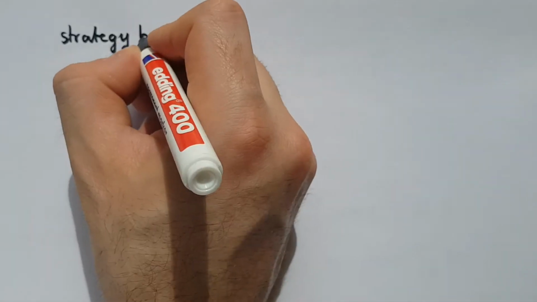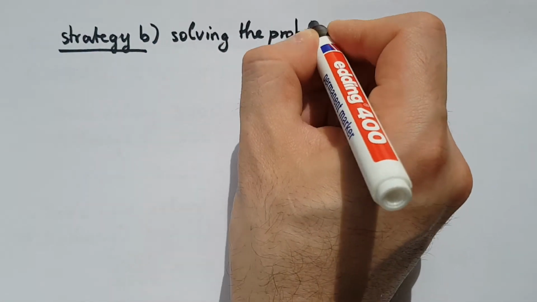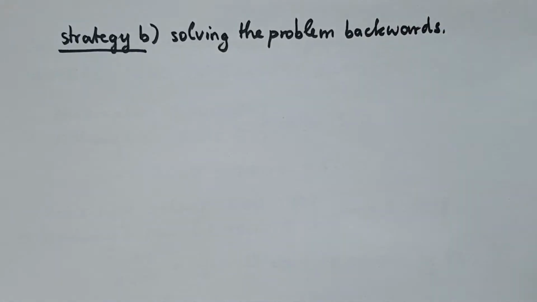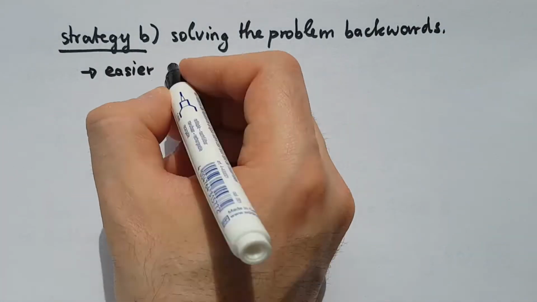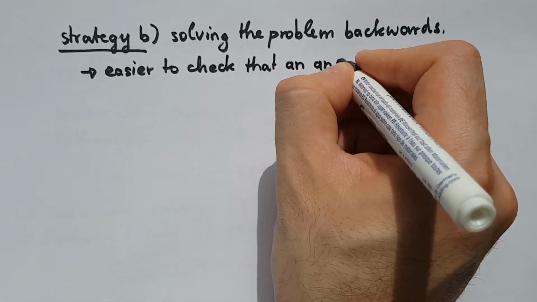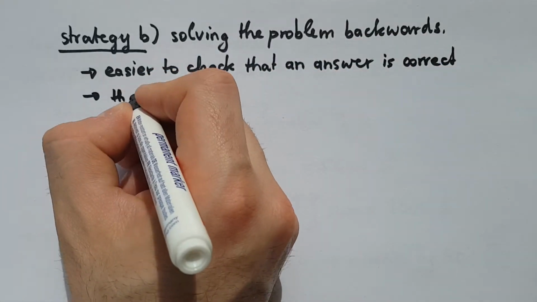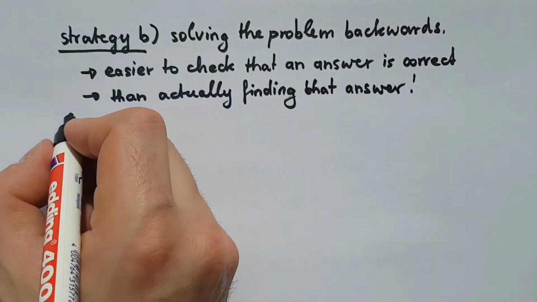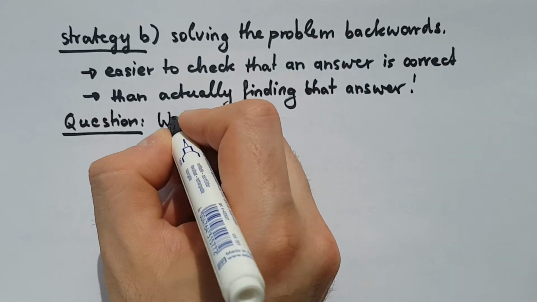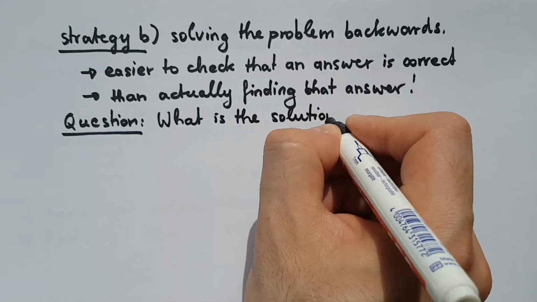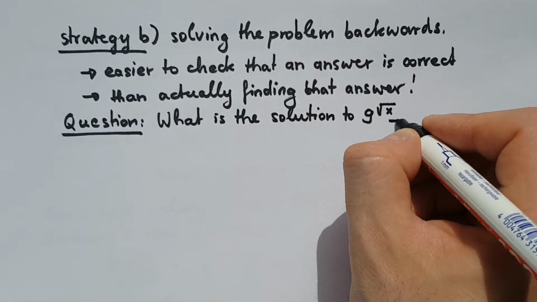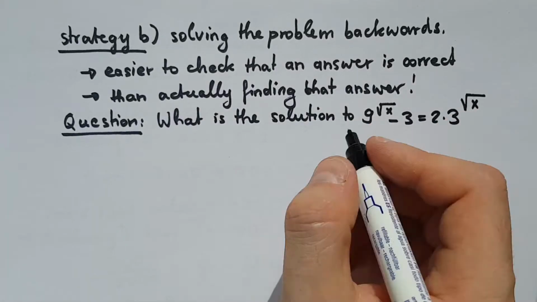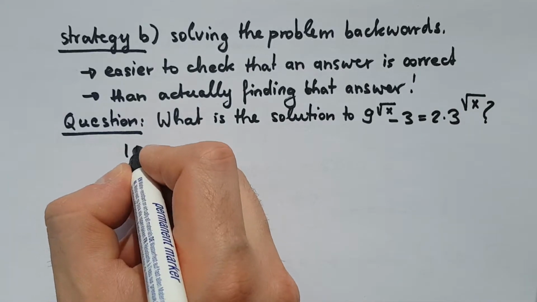Let us look at the second strategy, solving the problem backwards. The principle is as follows. It is easier to check that an answer is correct than actually finding that answer. Let's look at a question. What is the solution of the algebraic equation 9 to the square root of x minus 3 equals 2 times 3 to the square root of x?